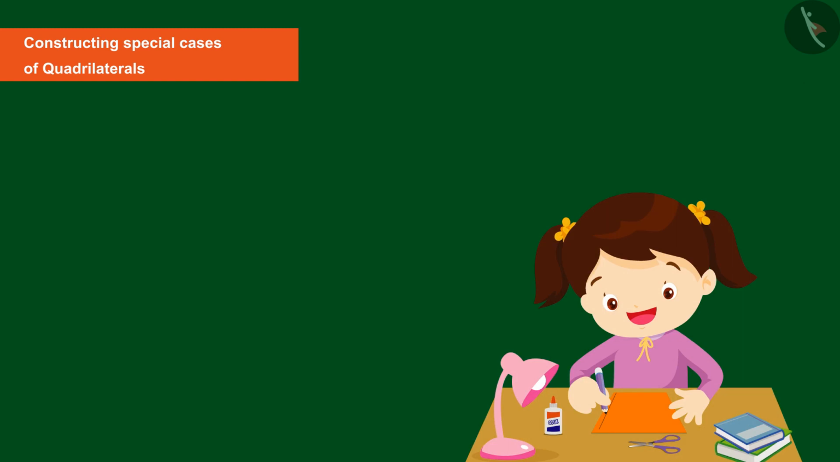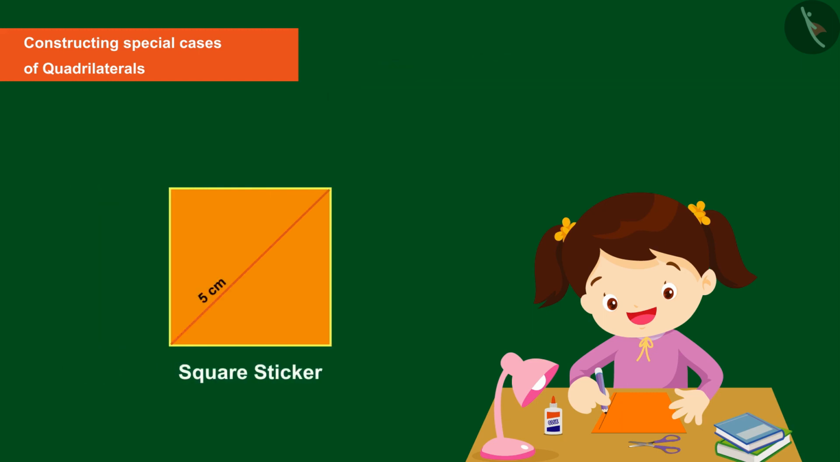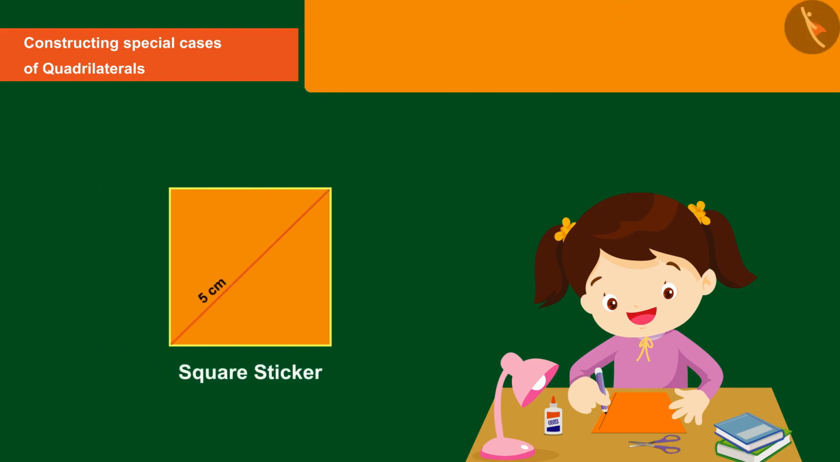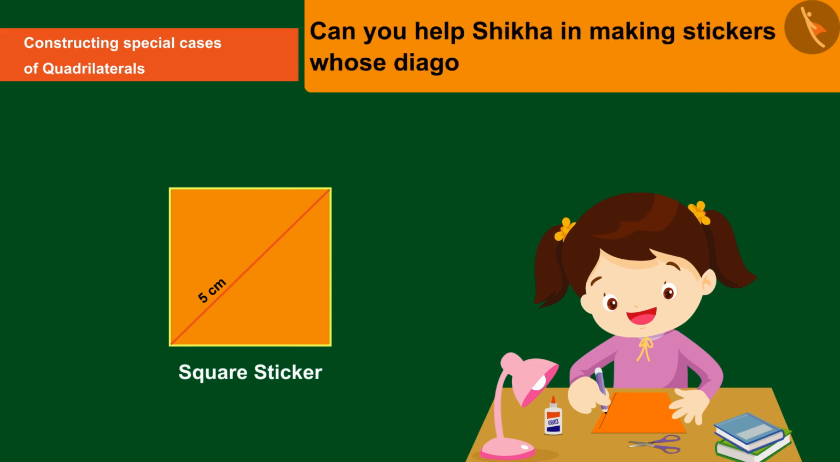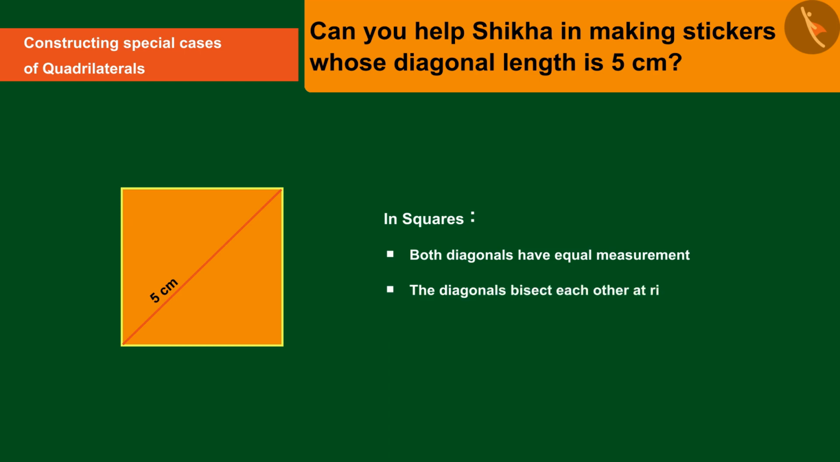Shikha wants to make a birthday card for her best friend's birthday, in which the diagonal length of a square sticker used is 5 centimeters. Can you help Shikha in making stickers? Shikha wants a square whose diagonal length is 5 centimeters. So, let's write the characteristics of the square diagonal as follows. Both diagonals in the square have equal measurement. The diagonals of a square bisect each other at right angles.